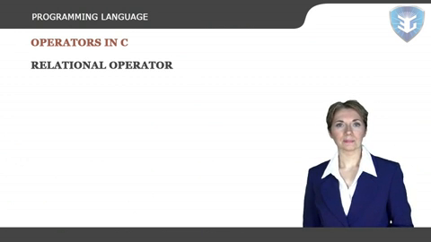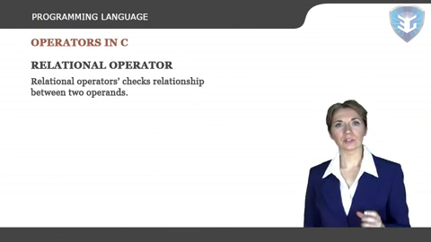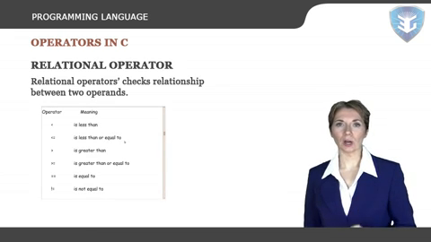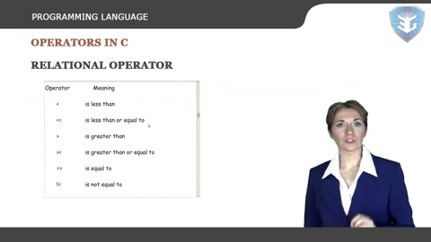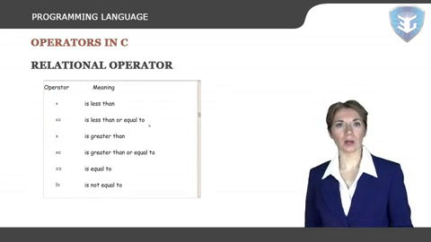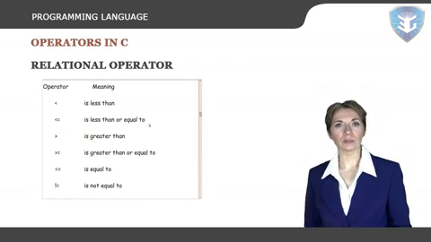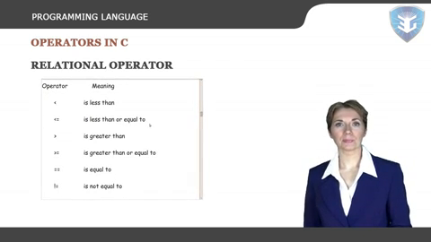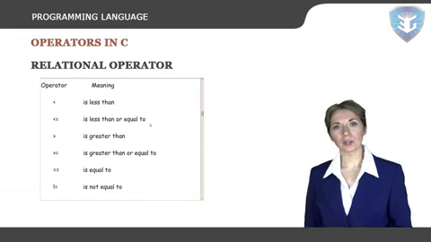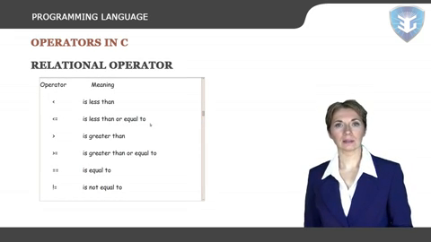Relational operators. Relational operators check the relationship between two operands. If the relation is true, it returns value 1, and if the relation is false, it returns value 0. To understand this, look at the table shown on the screen.